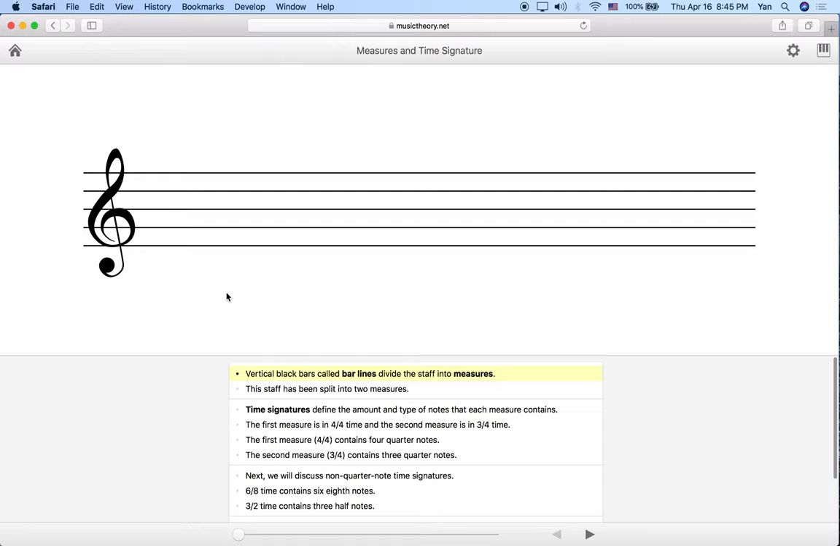This lesson is pretty simple. A lot of you guys already know time signatures and measures, but it's always good to review, especially so that we can get some of these terms.